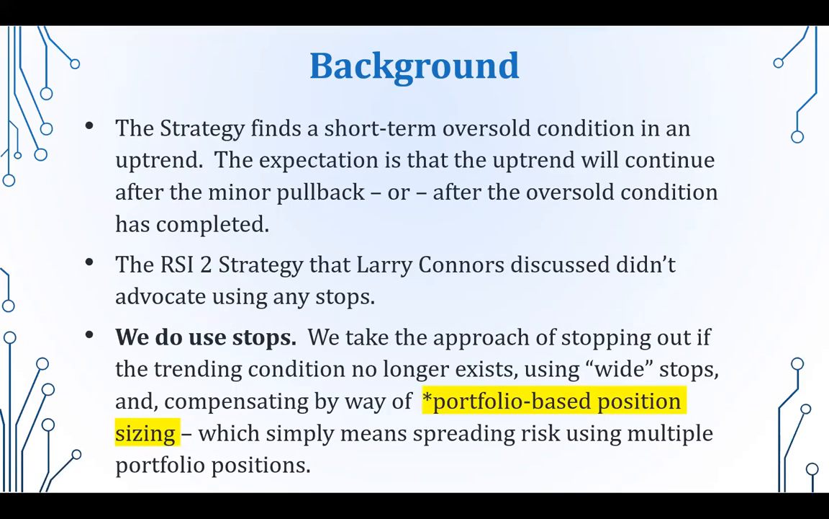So the strategy finds a short-term oversold condition in an uptrend. The expectation is that the uptrend will continue after the minor pullback, or after the oversold condition has completed. The RSI-2 strategy that Larry Connors discussed didn't really advocate using stops, to the best of my knowledge. So we do use stops.